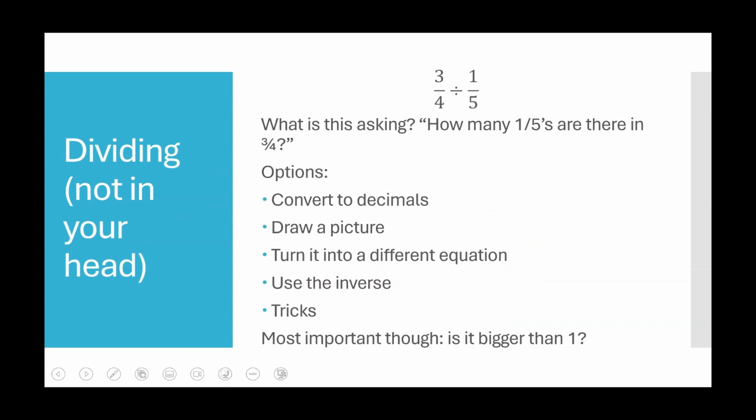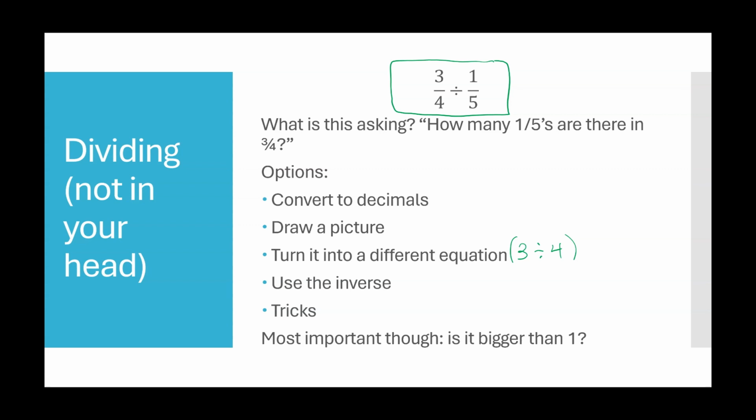So your options when you have a problem like 3/4 divided by 1/5, and we're going to do all these options today: you can convert it to decimals. You can draw yourself a picture. You can change it into a different equation, like 3/4 is just 3 divided by 4, right? You can use the inverse, and there's also a trick. Of course, there's a trick. You maybe remember the trick right now, and you can always use the trick, but why does the trick work?